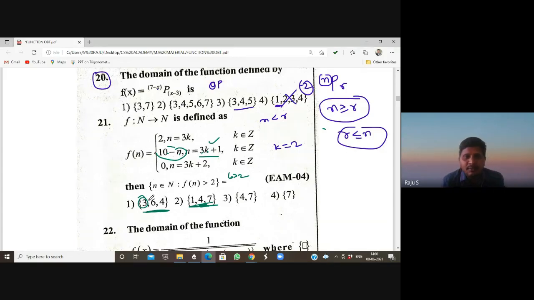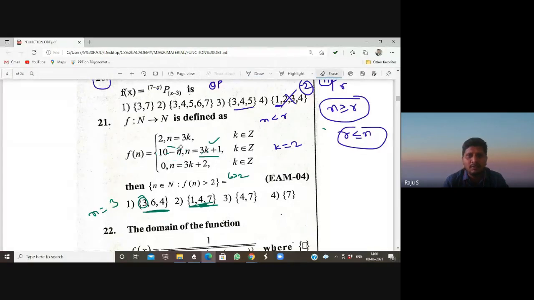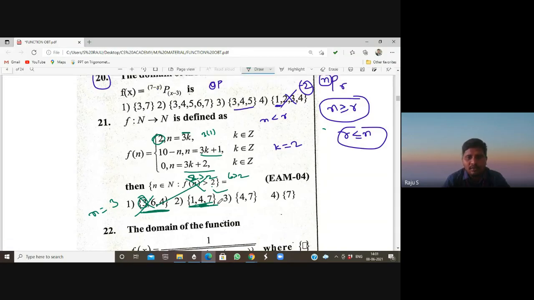When you substitute 3, n value is 3. Which one of the conditions will give 3? Three cases are given. 3k plus 1 will give 3? No. 3k plus 2 will give 3? No. This one will give 3, 3 into k value 1. But what is the value? 2. Is 2 greater than 2? Does that 2 satisfy this condition? Never. So 3 is not satisfying, and the first option is wrong. So 1, 4, 7, all three are satisfying the condition. Is it clear, students? The second option is right.